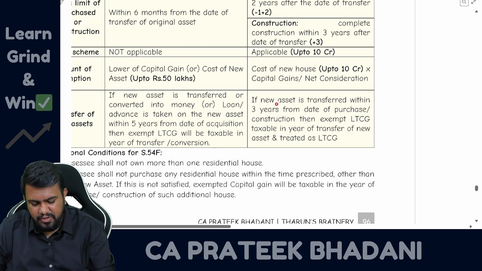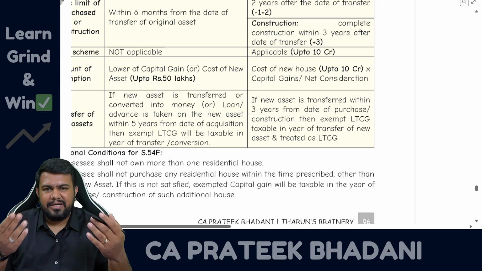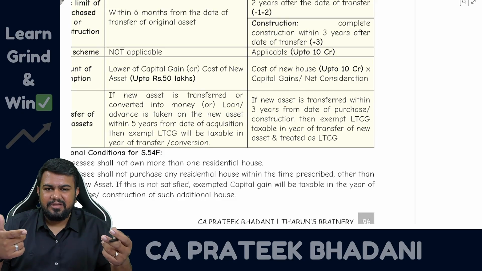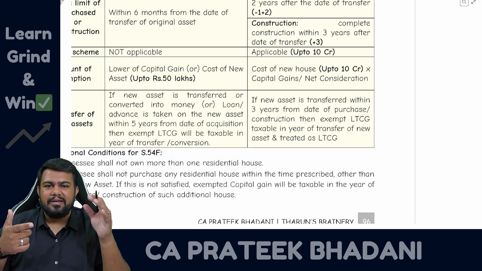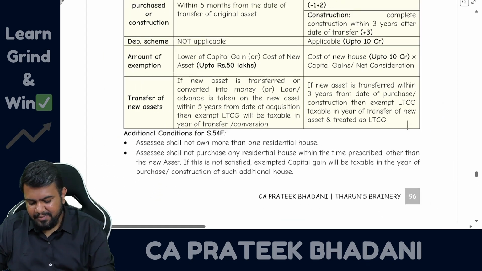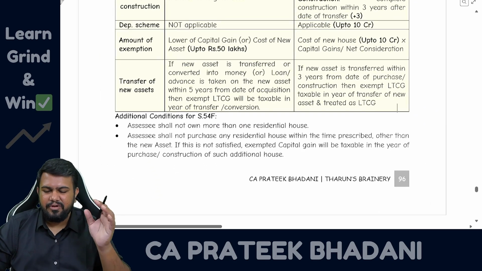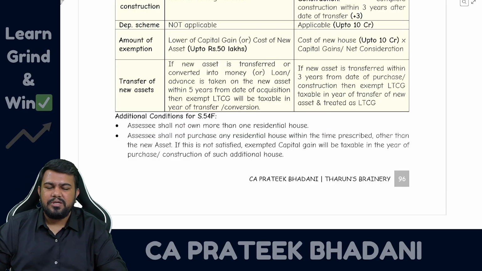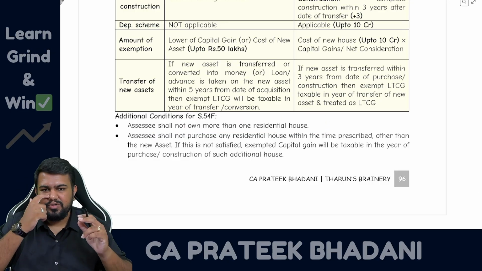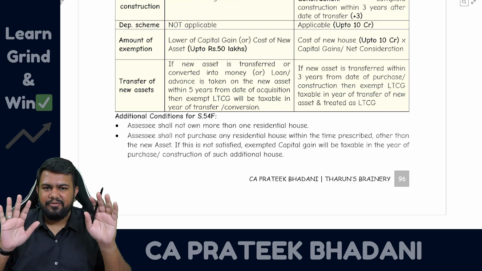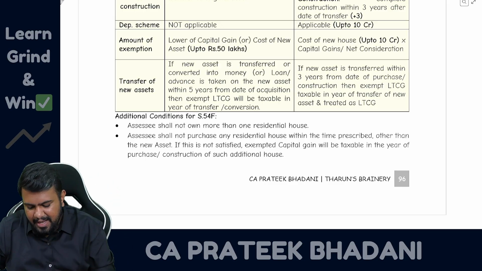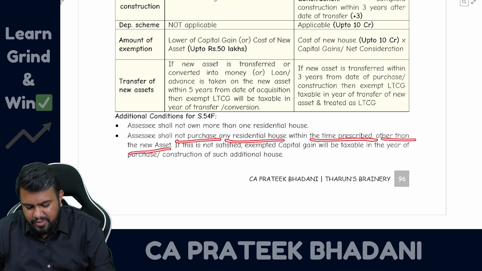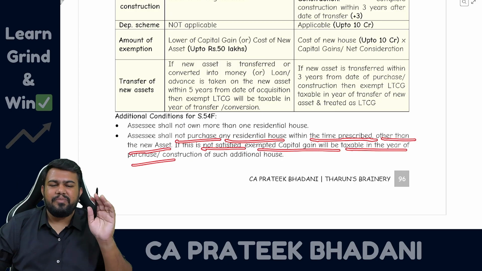Then this new house, you should not transfer it within 3 years. If you are transferring within 3 years, then you have to reverse the capital gain. And there are some additional conditions also for 54F. What are they? The assessee should not own more than one residential house. So while purchasing this residential house, maximum one more house he can have. More than that he cannot have. Then the assessee shall not purchase any residential house within the time prescribed other than the new asset. If this is not satisfied, then the exempted capital gain will be taxable in the year of purchase or construction.